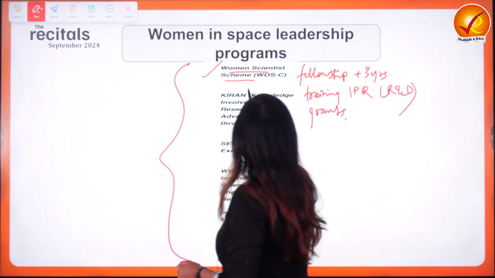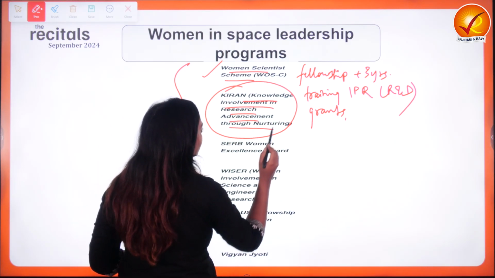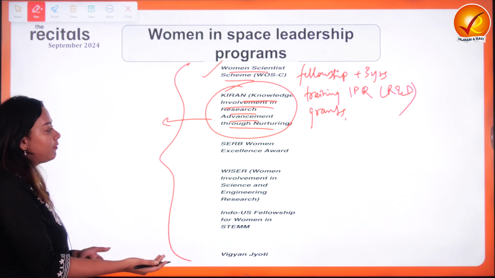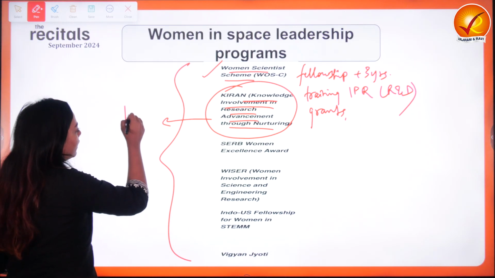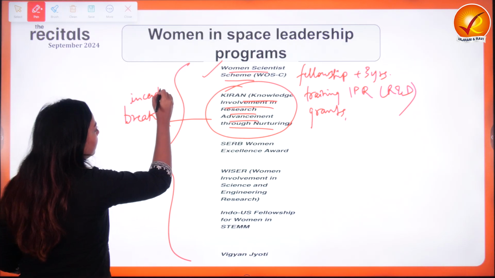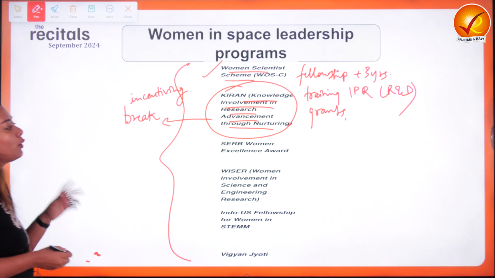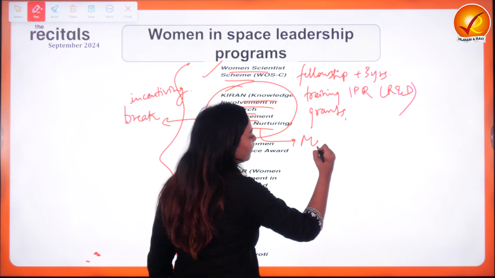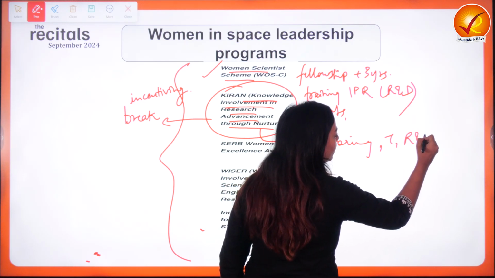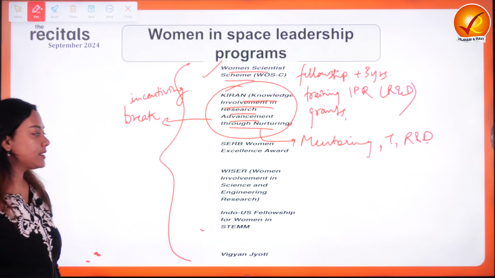Next is the Kiran scheme: Knowledge Involvement in Research Advancement through Nurturing. This is again to revive or bring into the STEM field the women who've taken a break. So this is basically an incentivizing scheme for women who have taken a break from their career. How do they do it? By providing them mentoring, training and R&D support. This is again by the Department of Science and Technology.